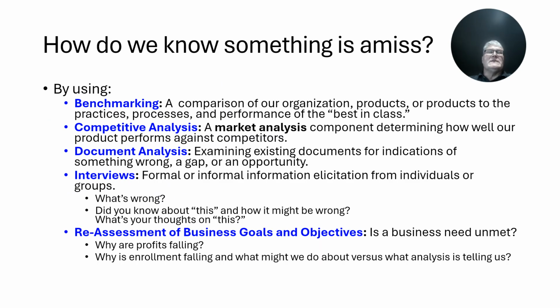So how do we know something is amiss? In your day-to-day activities at work, in school, at home, you'll notice something is not correct. Well, the organized way to determine if something is amiss in an organization is to use these methods. The first method that can be used is benchmarking. Benchmarking, at least from a manufacturing perspective, is a comparison of our organization, our products, and our practices, processes, and performance to the best in class.